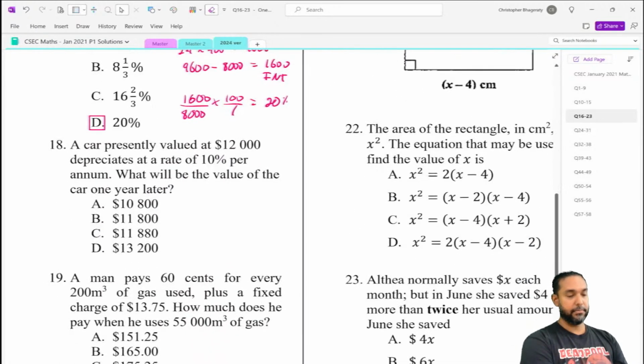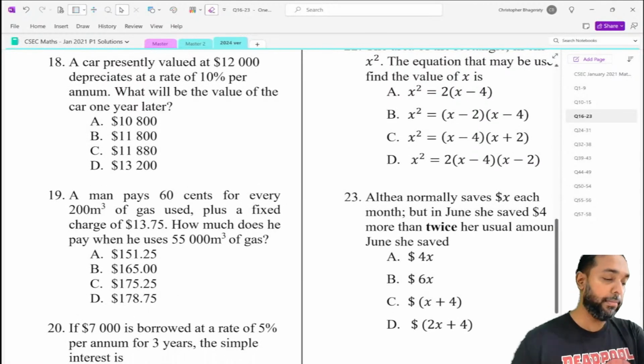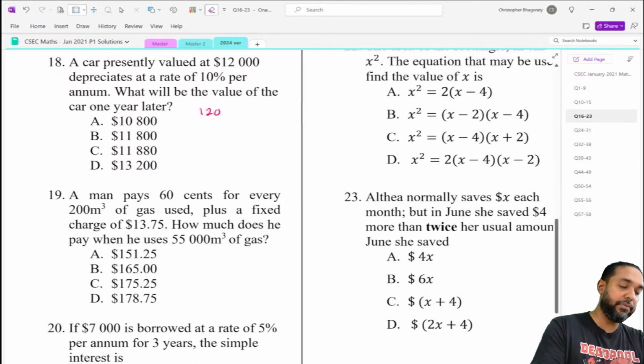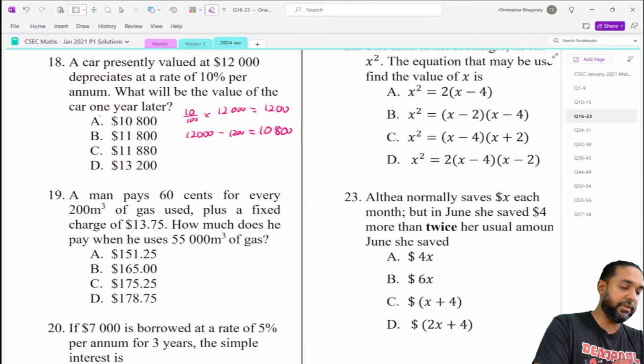Number 18? Yeah, we did number 18 in the previous paper. A car presently valued at 12,000 depreciates at a rate of 10% per annum. What will be the value of the car 1 year later? So that's 12,000 minus 10% of 12,000, which is 1,200, right? Then we take the 12,000 and minus the 1,200, which is 10,800.